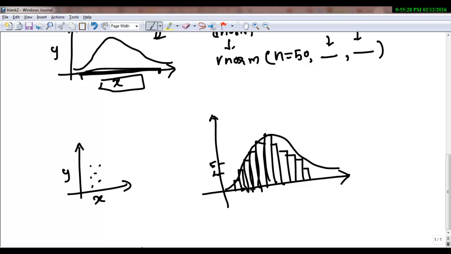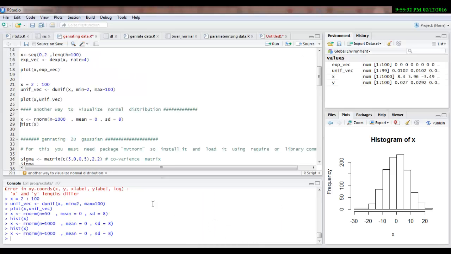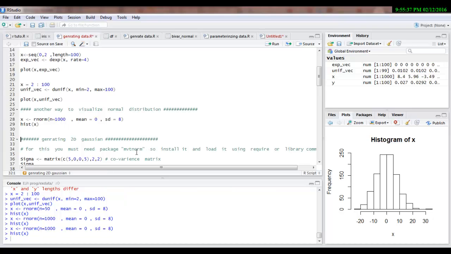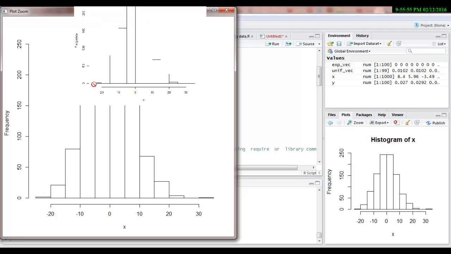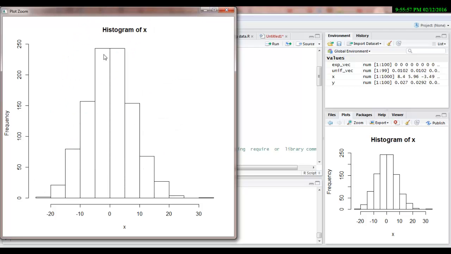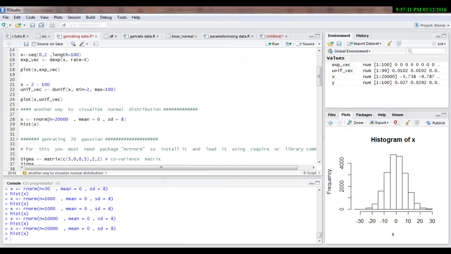Okay. So let's see. For that we can use the hist keyword. Hist basically gives you the histogram of x. On the x-axis, you will find the value of x, and on the y-axis, you will find the frequency, or the number of occurrences of x. So here we can see it looks fairly Gaussian.